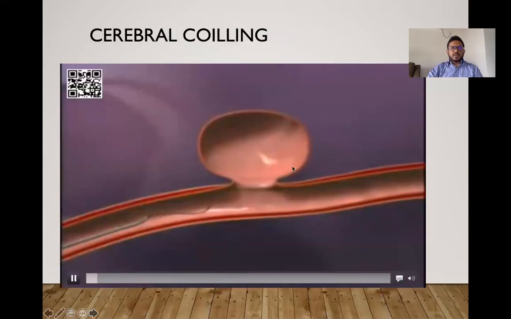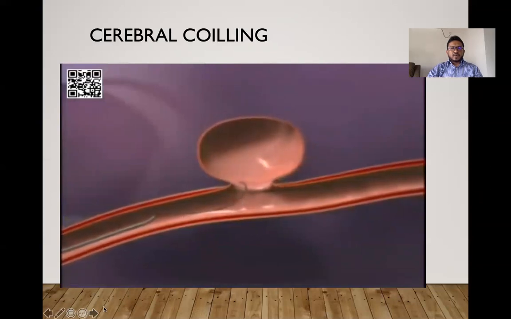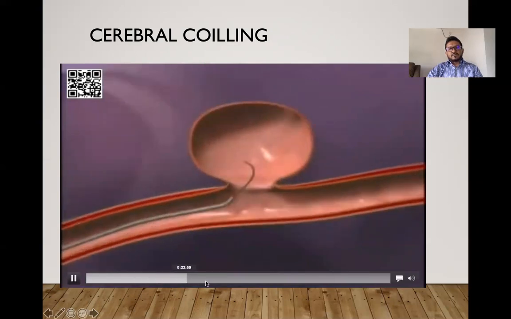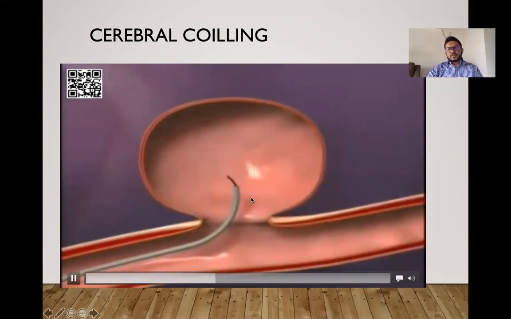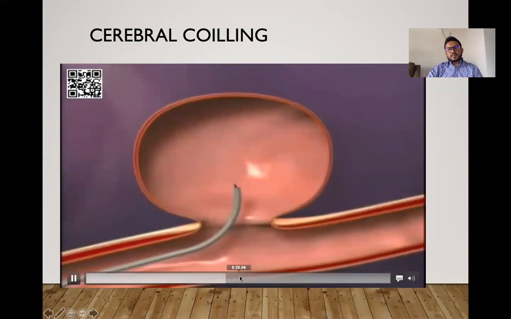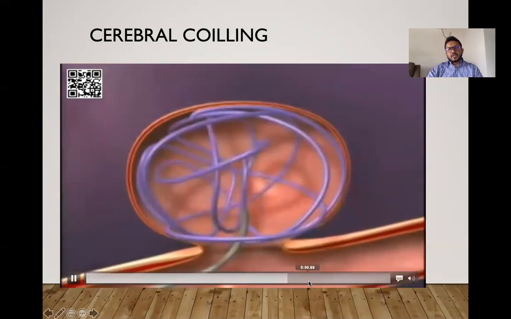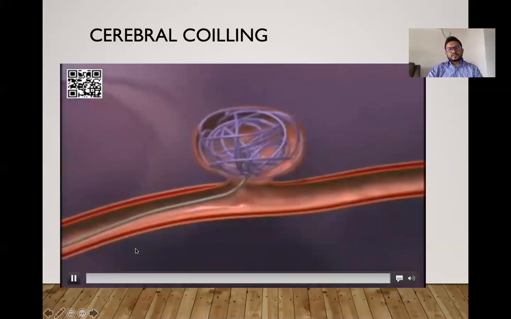Moving on to cerebral coiling, which is a well-known technique to treat aneurysms. If you have a narrow neck aneurysm, you can always put in a catheter, then you put a 3D coil to secure the neck, and then you can fill it up with further coils to fill up the aneurysm.